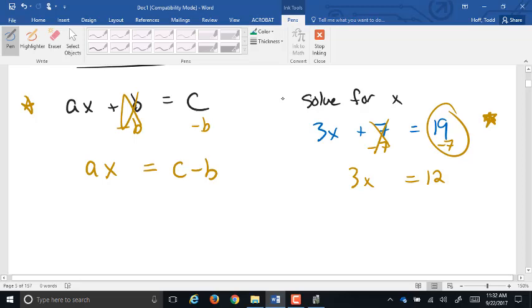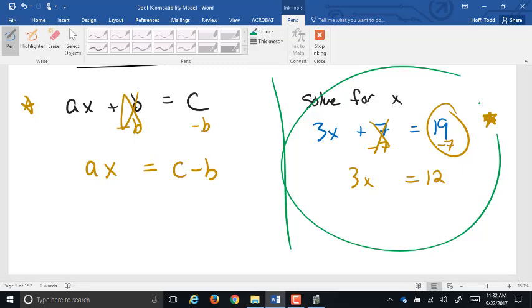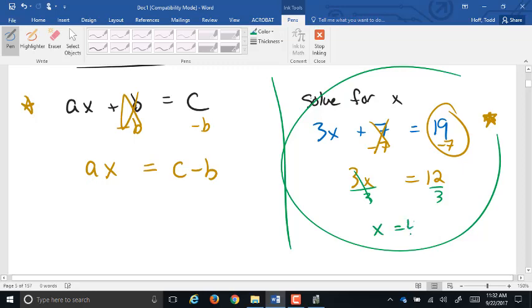Just trying, if this is confusing over here, you can just ignore it. It's a matter of just getting the variables by themselves moving around. Over here, of course, the next move would be to divide by the 3. On the left side over here, what's the equivalent move? Divide by a. So that a is gone, leaving us with x.